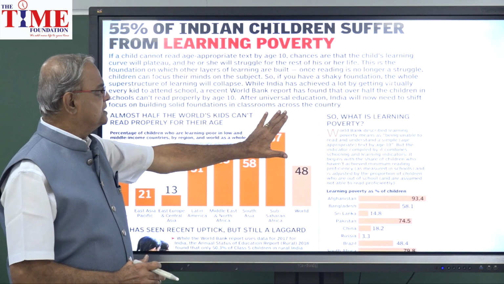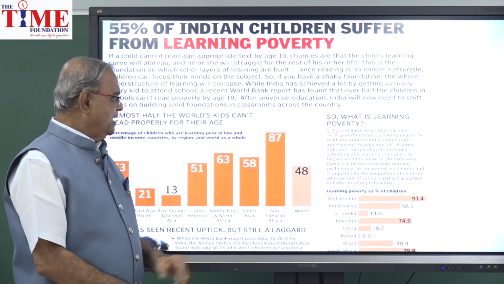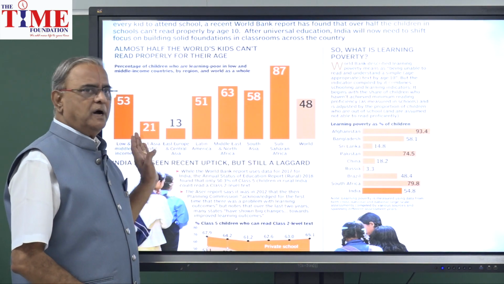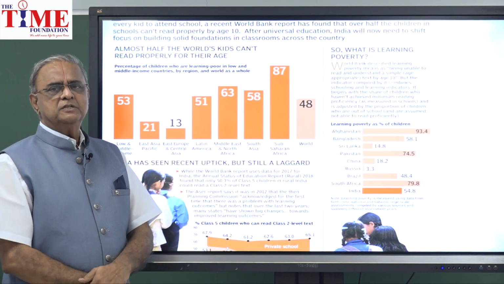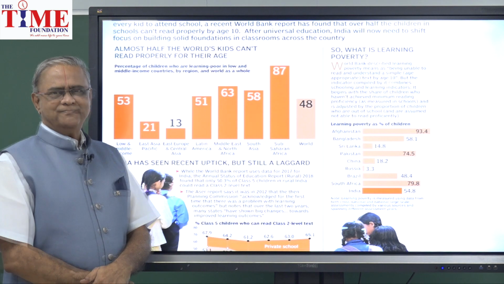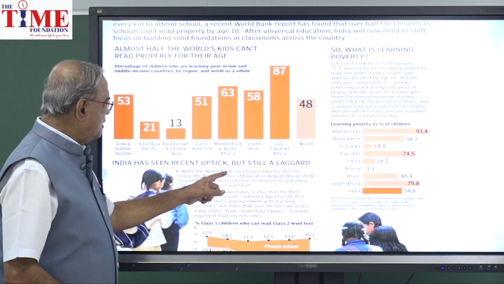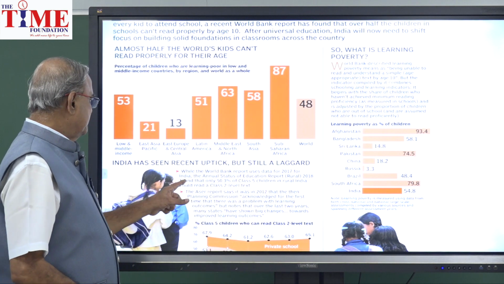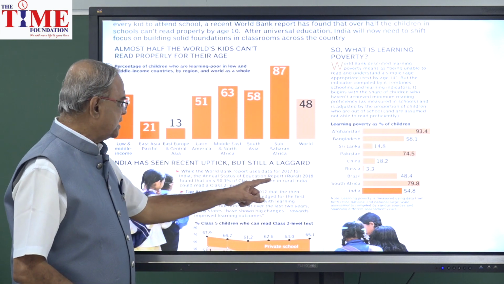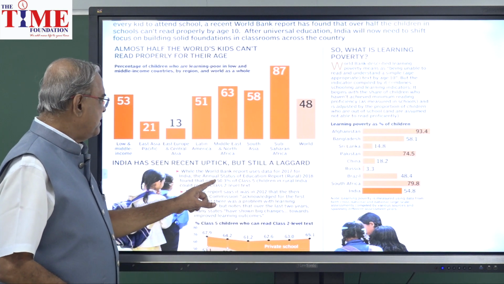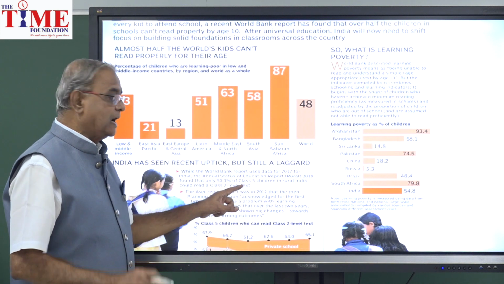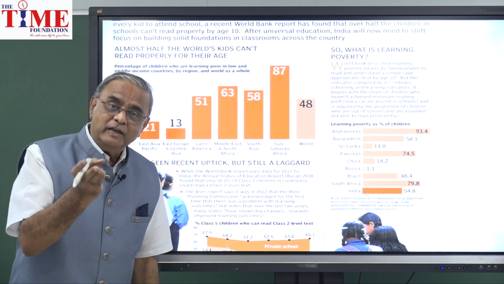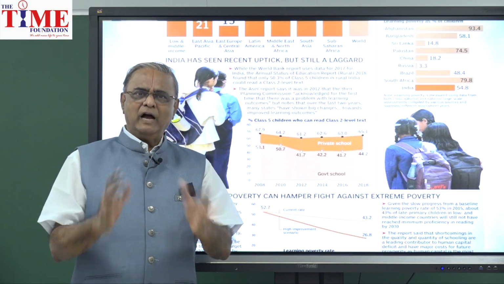Now this is a very alarming situation, and it also talks about how this learning poverty is distributed all over the world. The World Bank report uses the data for 2017 for India, the Annual Status of Education Report. Only 50.3% of class 5 children can read a class 2 level textbook. That means half the children.